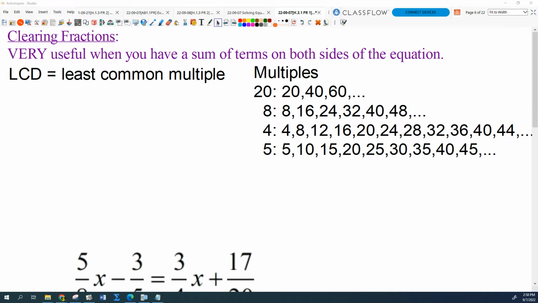Well, the least common multiple, least means smallest, and common means shared, right? So what's the first number on those lists of multiples that is shared on the list? Well, it's 40, right? We already established that's 40. Okay, and here's 40, there's 40, there's 40, and there's 40. Which list would probably be easiest to use to find that common multiple?